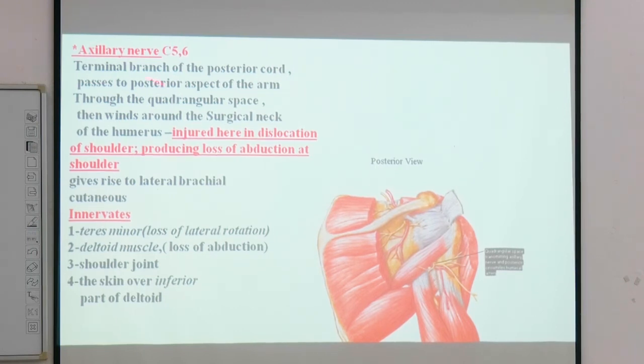If you have an injury to the axillary nerve, there will be consequences: motor injury and sensory injuries. Motor injuries: the muscles supplied by this axillary nerve are not going to work, predominantly the deltoid.